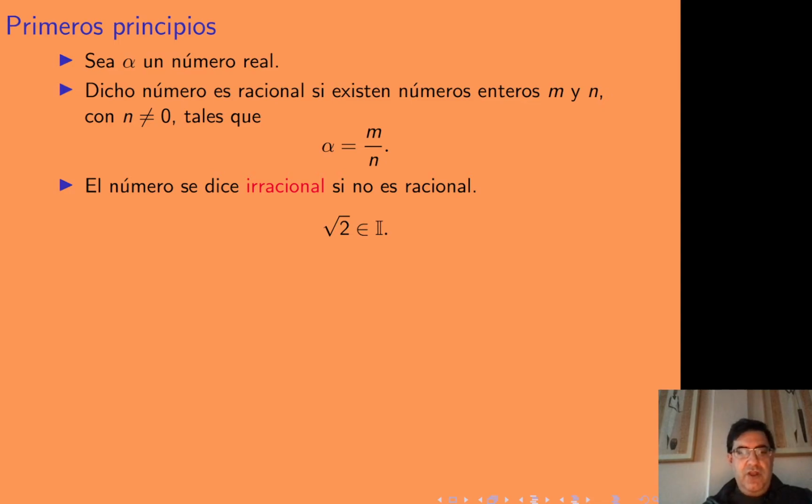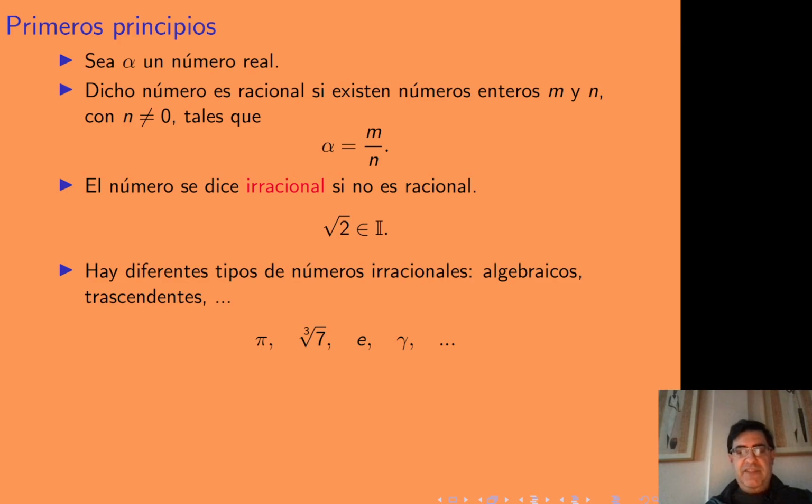One clear example of an irrational number is the square root of 2. I let you try to show that this number in fact cannot be written as m over n, where m and n are integers. This is a nice exercise if you want to try.